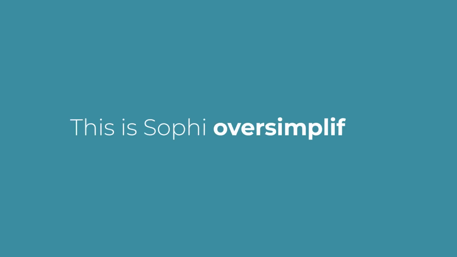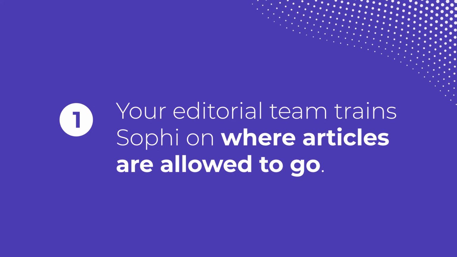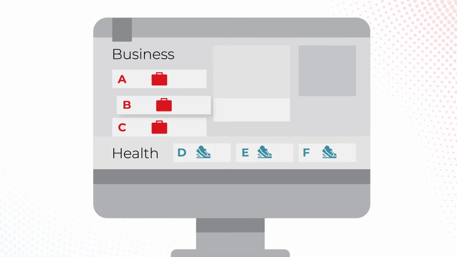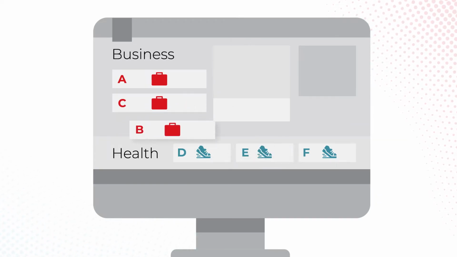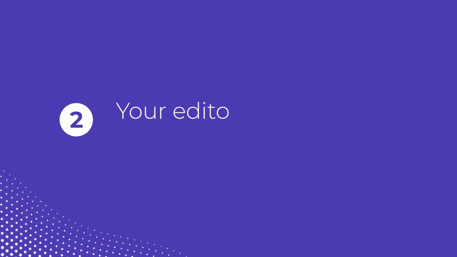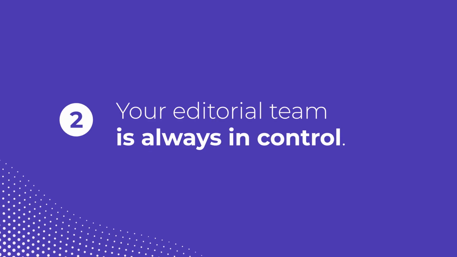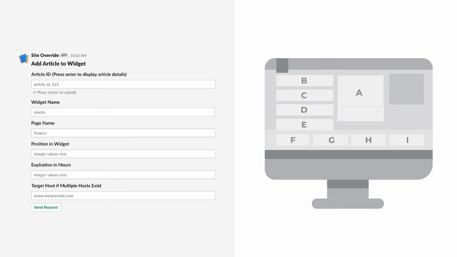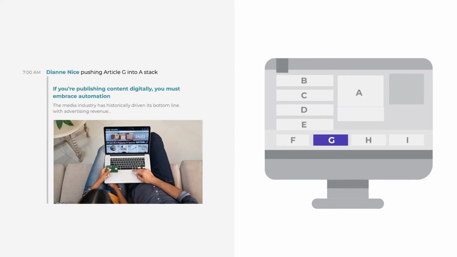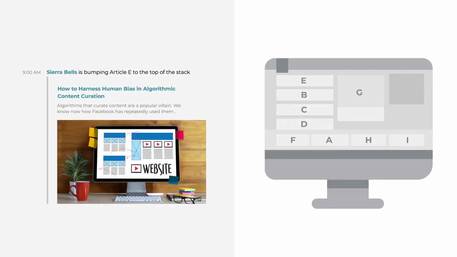However, this is Sophi oversimplified. There are a few nuances it's important to understand. Your editorial team trains Sophi on what's allowed to go where. For example, business content can only go in your business and investing sections. Your editorial team is always in control. Simple Slack or Microsoft Teams commands ensure that editors can override Sophi's decisions when they believe it's necessary, and Sophi learns from those overrides in the moment and doesn't make that same decision again.